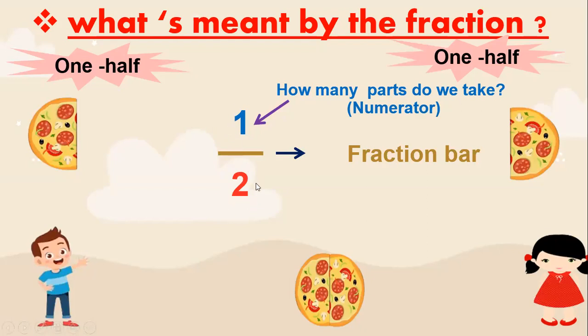While 2 is called what? The number at the bottom is called the denominator. Repeat after me: denominator. We can divide it into syllables. Denominator. So again, our fraction is 1 over 2. Each kid will eat one part out of two parts. The number at the top is called the numerator. The number at the bottom, or D down, is called the denominator.